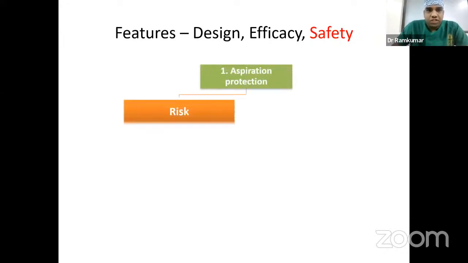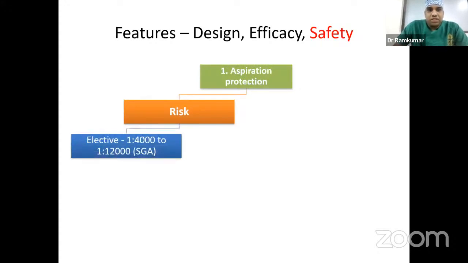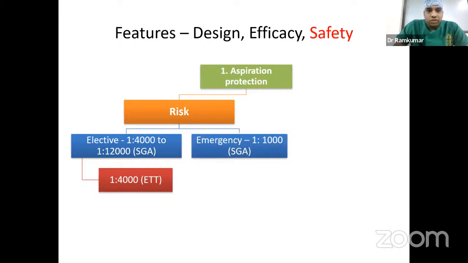Coming to the safety aspect of a ventilation device, the important aspect is aspiration protection. The risk of aspiration with a supraglottic device on average is around 1 in 4,000 to 1 in 12,000 in elective cases. In comparison, with an endotracheal tube it is around 1 in 4,000. In emergency situations, the risk of aspiration is 1 in 1,000 with an SGA, and with an endotracheal tube it is 1 in 900.